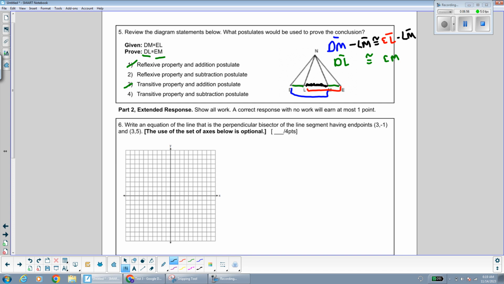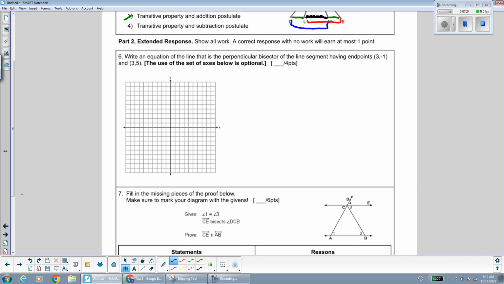So I'm starting with congruent segments, and I'm subtracting LM from both of these congruent segments. LM is congruent to itself because it's the same segment. So if I was doing the subtraction in a proof, I would need to first state that LM is congruent to itself by reflexive property in order for the subtraction to be valid.